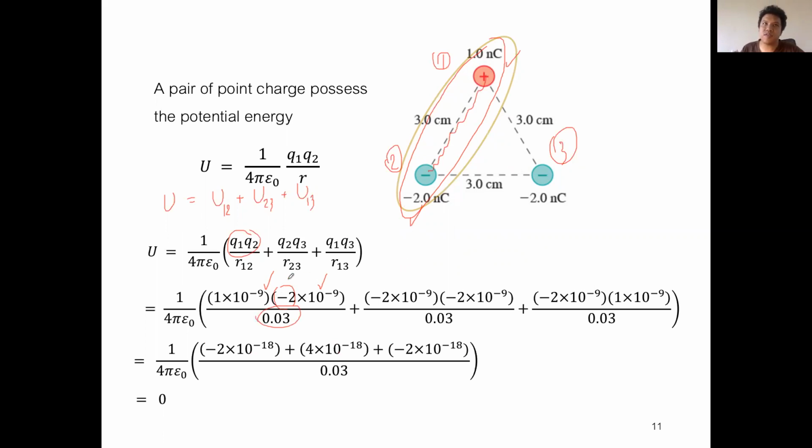Okay, so this is the first term for U12, and then we substitute the U23 and U13, and then we use the constant of 9 times 10 to the 9. Finally we get the total potential energy of 0.